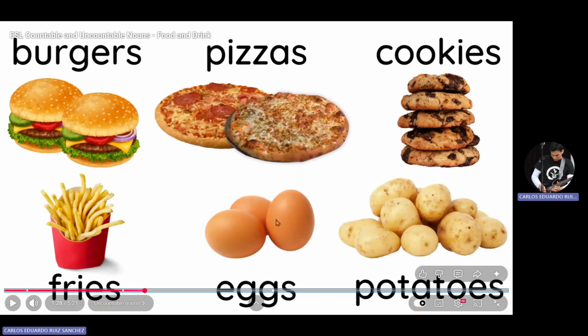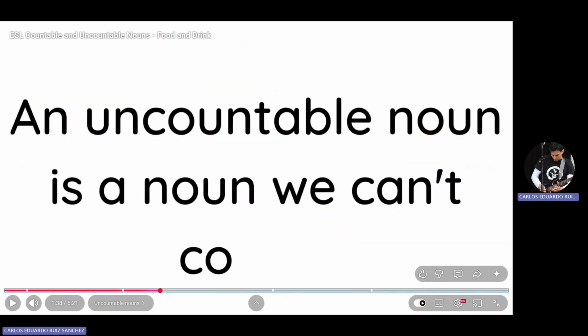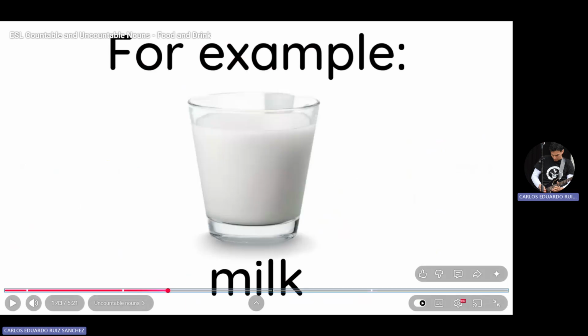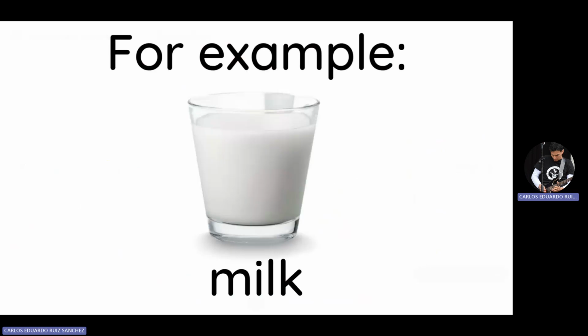We can count the eggs. Podemos contar los huevitos. One, two, and three. Same with the potatoes. So an uncountable noun is a noun we can't count, no podemos contar. We can't count milk. Alguien diría, profe, sí podemos contar porque hay un vaso de leche. Yes, that is correct, but we are counting the glass, not the milk. Contamos el vaso, no la leche.